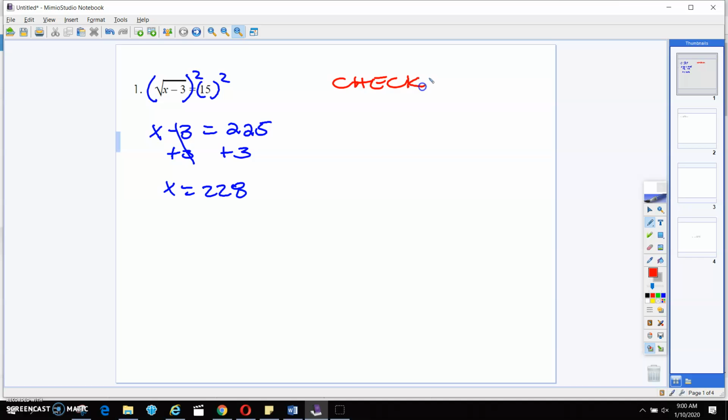When you check, you're going to write down that original problem right there, exactly how it's written. Then for this x, you're going to plug in whatever you just solved. So you're going to plug in 228 for that x and rewrite your problem exactly how it is. You need to check. That's your fourth step.